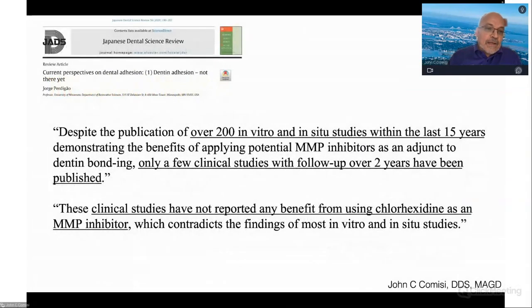And in fact, in this article, we find out that of over 200 in vitro and in situ studies over the last 15 years, only a few clinical studies with follow-up of over 2 years have ever been published. And the clinical studies have not reported any benefit from using chlorhexidine as an MMP inhibitor, which is one of the reasons we stopped using it in our clinics at the university.